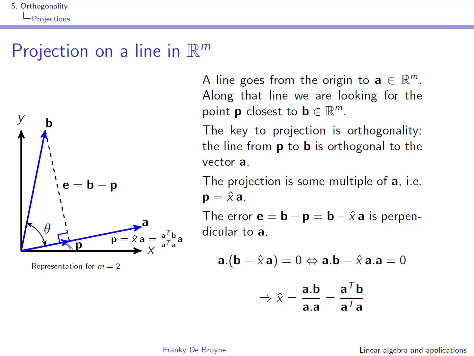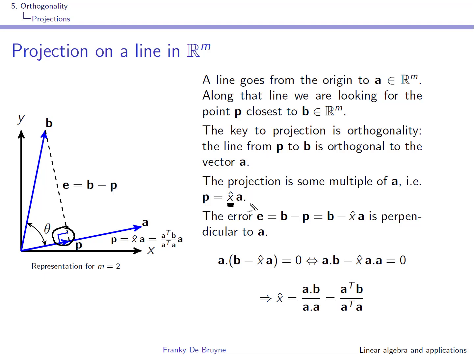And the key here is orthogonality, and we see that the vector e here, which is the difference between b and p, is orthogonal to A and orthogonal of course to the projection. So we'll write the projection p here as some multiple of the vector A, and this multiple is x hat here, and this is the, well, in this case, scalar that we are looking for.